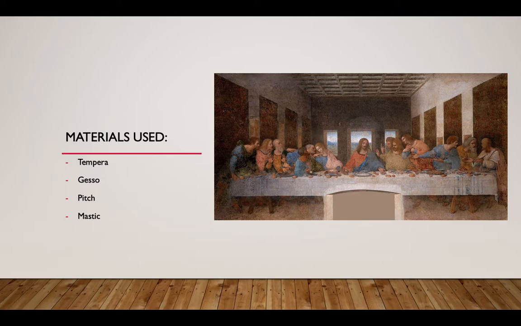The materials used to create this historic painting are tempera, gesso, pitch, and mastic. It is often thought that Leonardo made the painting using fresco. However, due to his known perfectionism, Leonardo chose to use tempera, more commonly known as oil paint, to make this piece. Unfortunately, this choice in medium meant that the pigments would not be permanently stuck to the wall, making it easy to deteriorate.